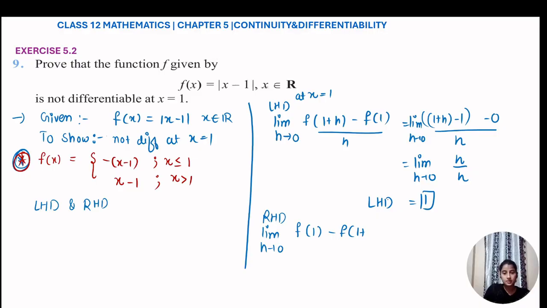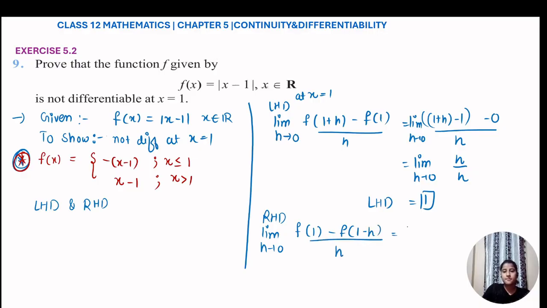Always, if you have to find the derivative, what you do is find your left hand derivative separately, find your right hand derivative separately, then equate them. So this is the left hand derivative, then the right hand derivative, divided by h.